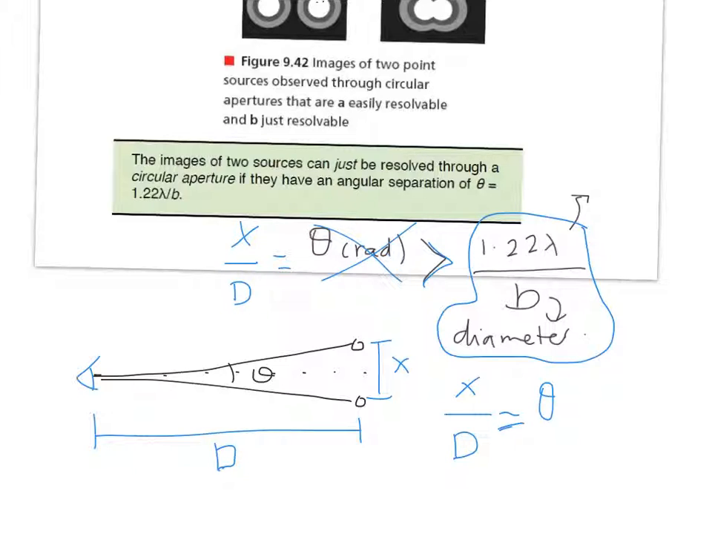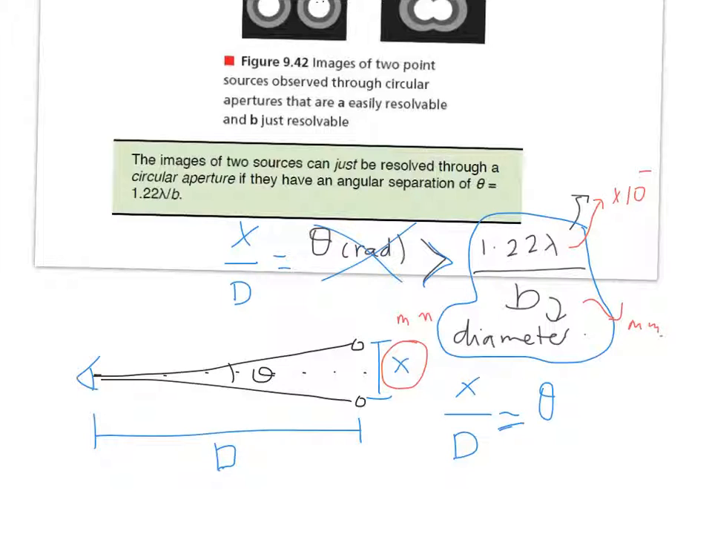So what do we have to worry about? Be careful with your units. This distance will be in millimeters. You would have this wavelength times 10 to the, could be anything, minus or plus. Your diameter could be in millimeters.